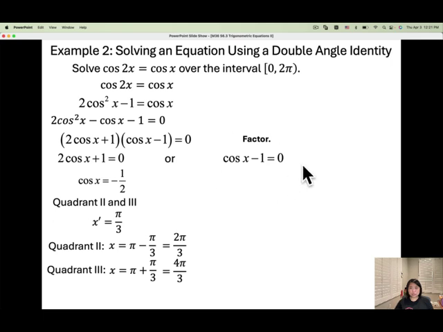Okay, this part here, cosine x equals 1. When x equals 0, cosine is going to be equal to 1. And cosine 2 pi is also equal to 1, but over the interval, x cannot be equal to 2 pi. So we only have one solution for this part. So the solution set will be 0, 2 pi over 3, and 4 pi over 3.